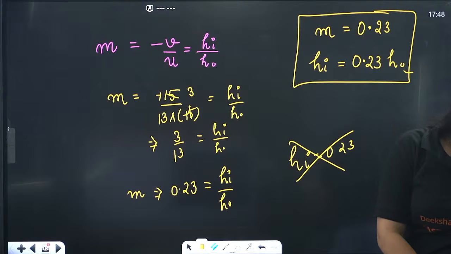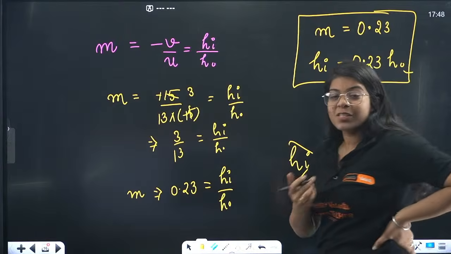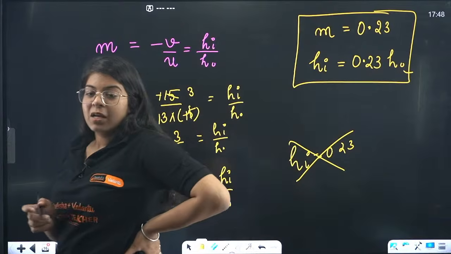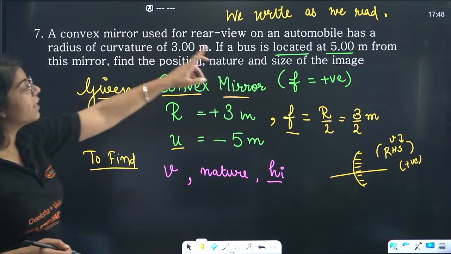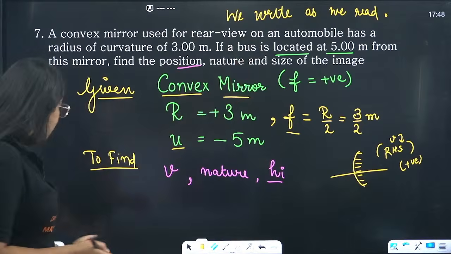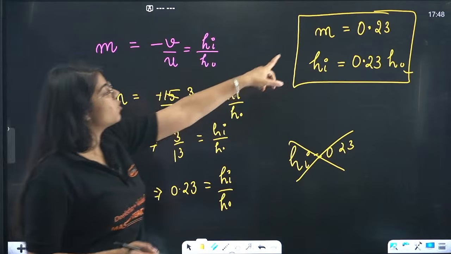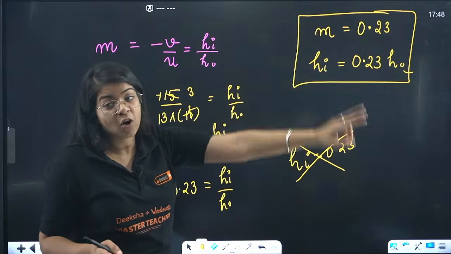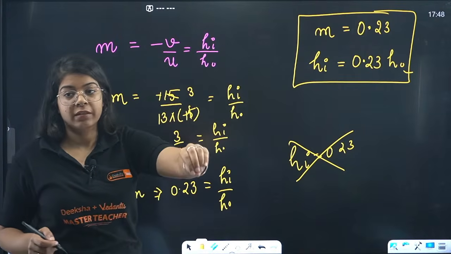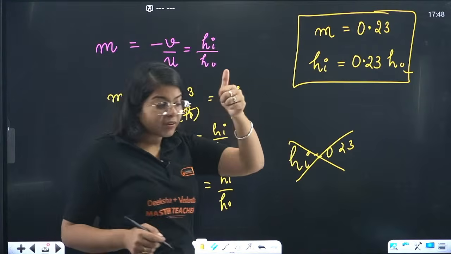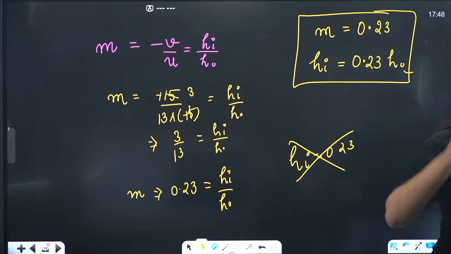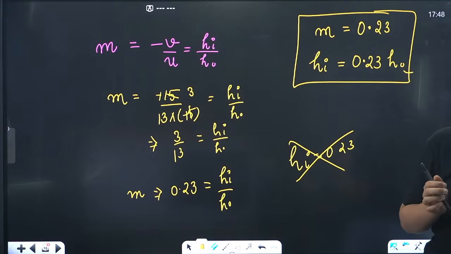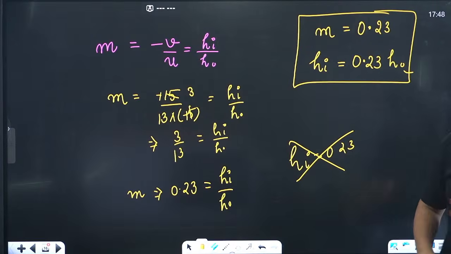Understood everyone? Was it too deep? Was it much hard? Okay, this is the very clear thing you have to remember, because they have not given us anywhere height of object. So you have to write height of image equals 0.23 of height of object, not just 0.23. Everyone understood my point? What am I trying to say? Or is there any doubt?